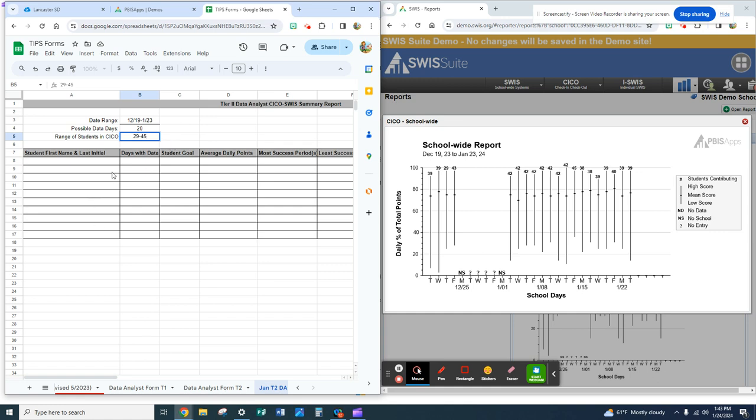Now for this list here, I'm just going to look for students whose data I'm concerned about. We're not doing all of them. In the training, they wanted us to do all of them, but that's a lot of students to put in there. So we're not going to do that.